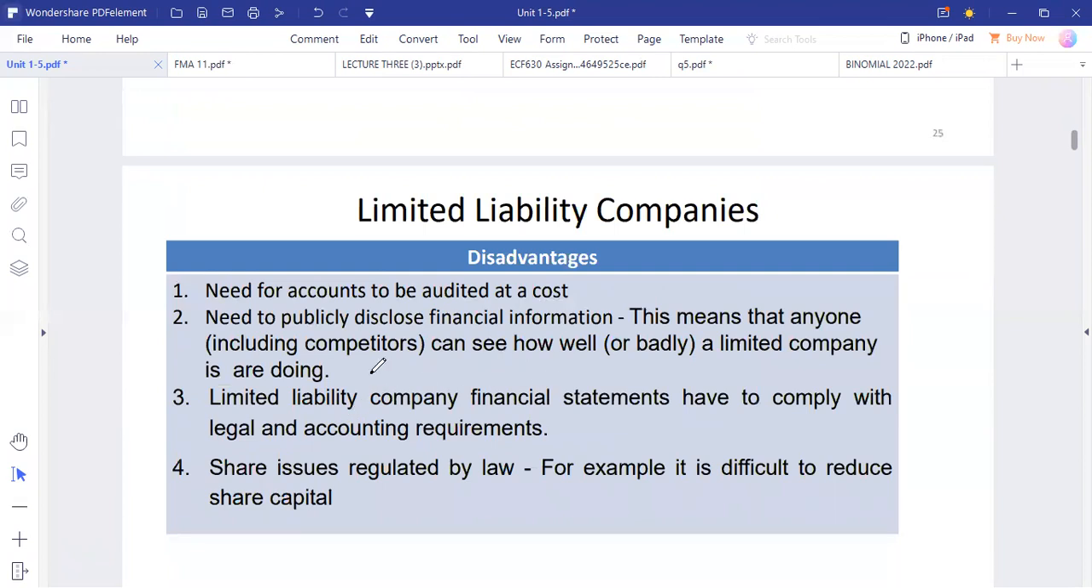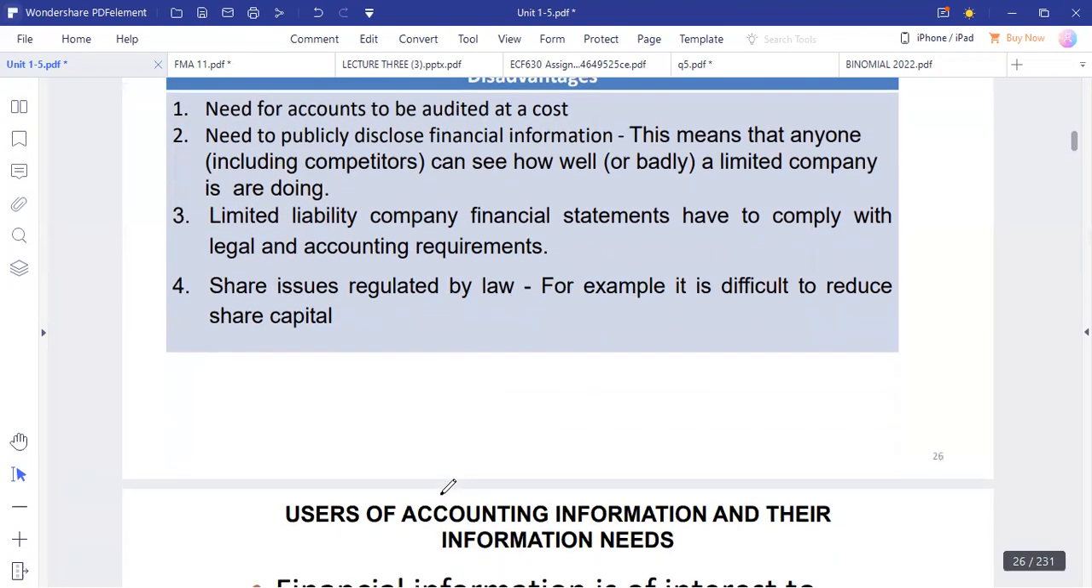The disadvantage is that you are required to be audited at a cost and publicly disclose your financial information, which means your competitors and even bad people could have access to your information and see how you're doing and re-strategize for or against you. Limited companies also have to comply with accounting requirements. Finally, share issues are regulated by law. For instance, it's difficult to reduce the share capital.